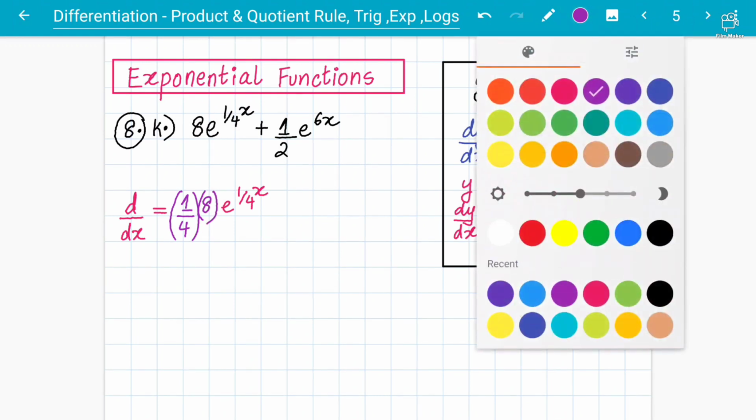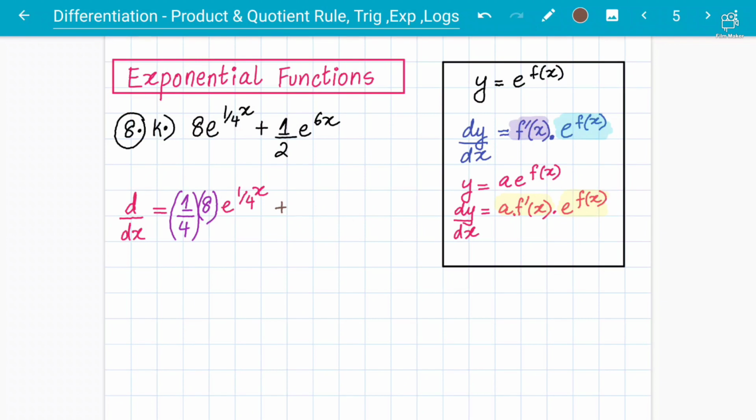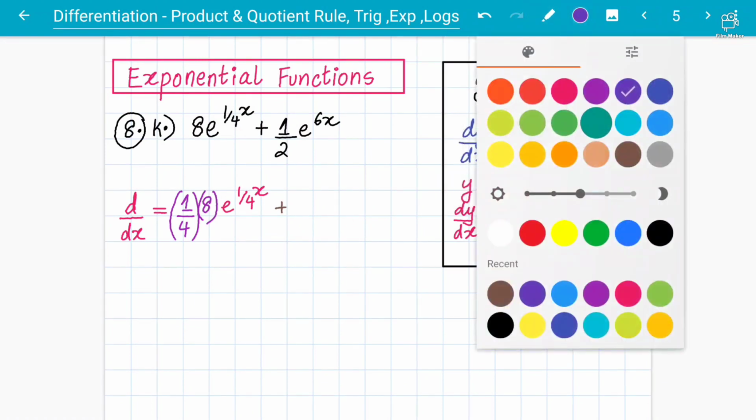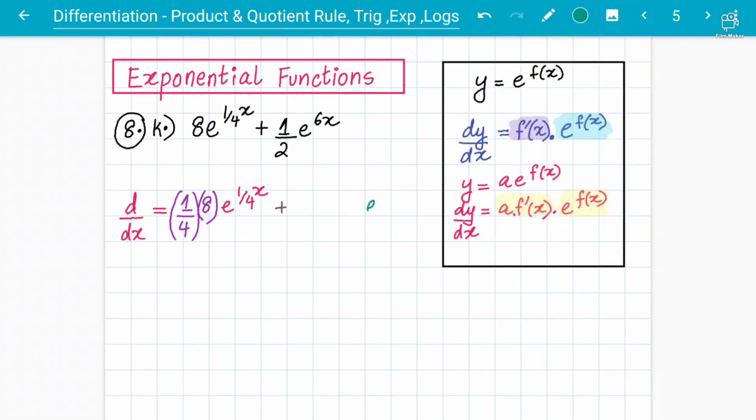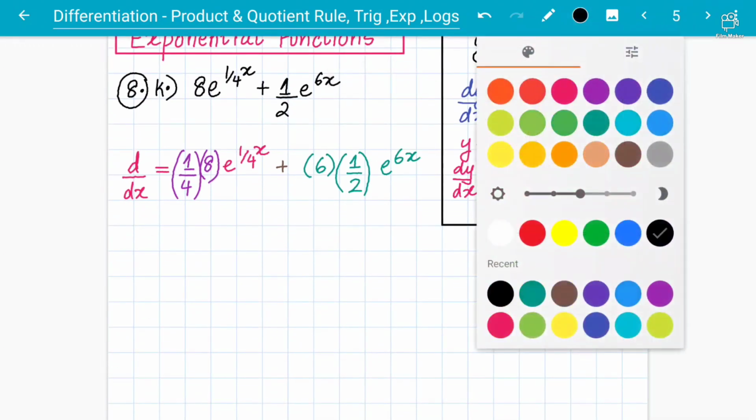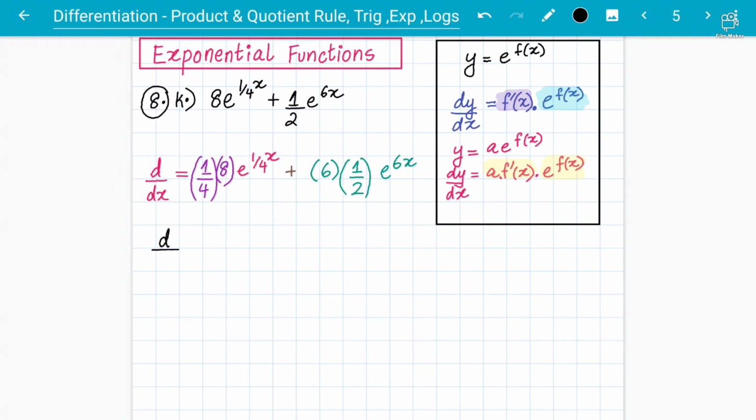Plus sign, okay? And then you have this half e power 6x. As I mentioned, the exponential remains the same, so e power 6x is copied down as it is. Now the differentiation of the power, that is 6x, is basically 6, okay? And then you already have a coefficient, that is half, so you multiply that with half, okay? That is how simple the differentiation of the exponential function is, okay?